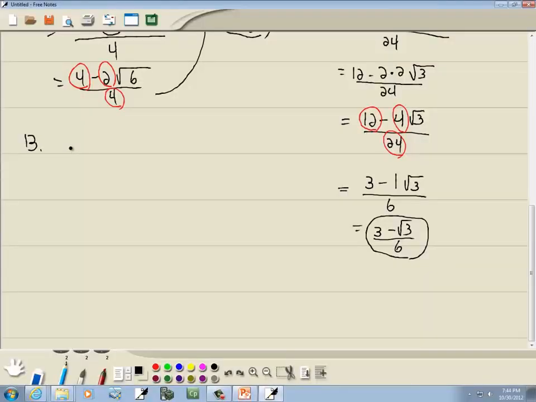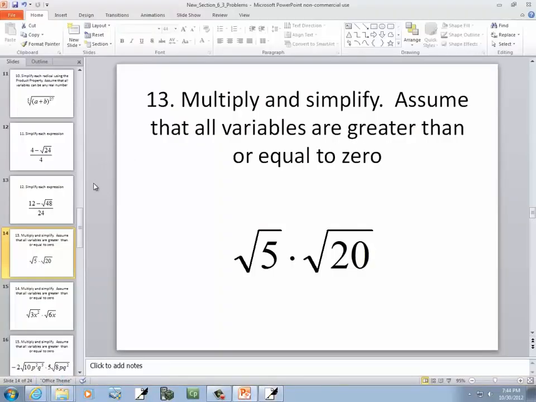In this one, I got square root of 5 times square root of 20. Again, we're back to the product rule here. It says multiply and simplify. Assume that all variables are greater than or equal to 0. What they're telling you there is all variables are positive, so we don't need to worry about absolute value bars in any problem where we bring out a variable.